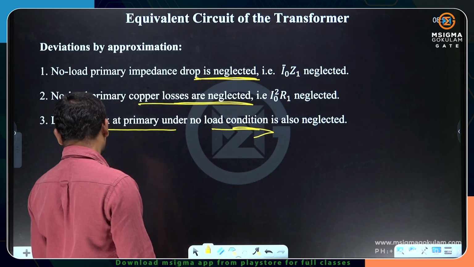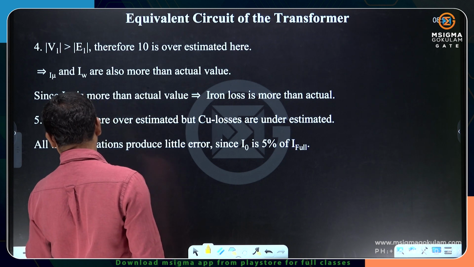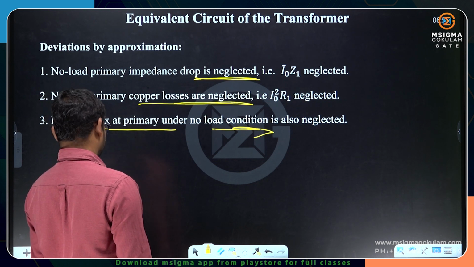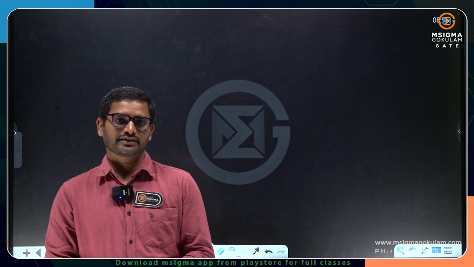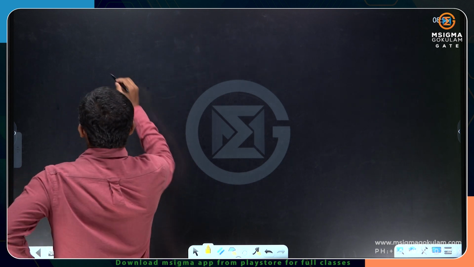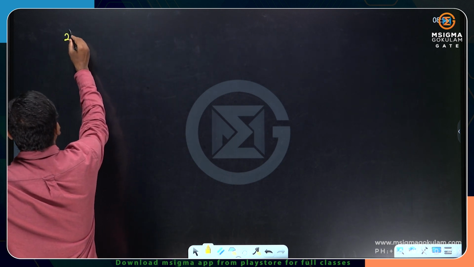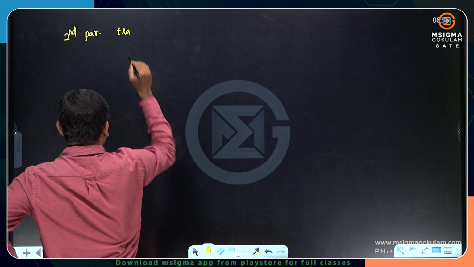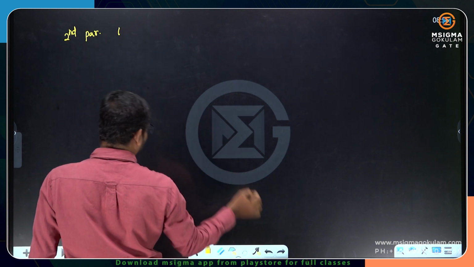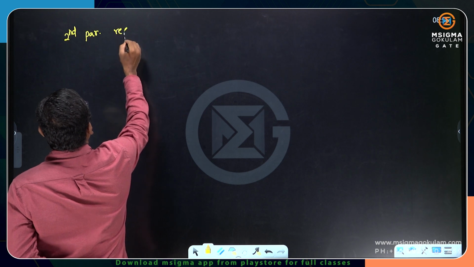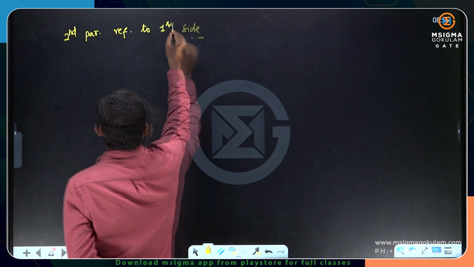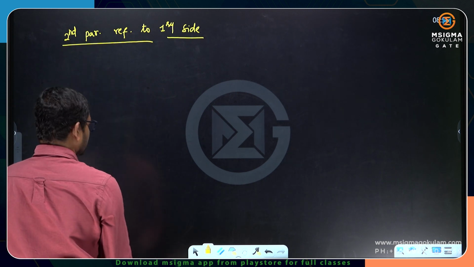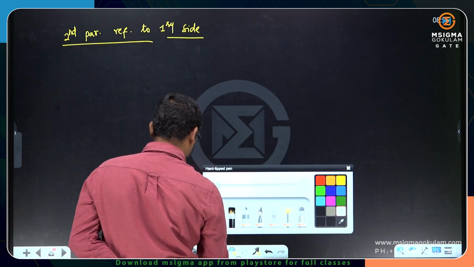So these very small things can be neglected and we move ahead. So what you need to do, we have to go for the transformation, that is, transfer the secondary parameters to the primary side, or primary side parameters to the secondary side. So let me show you how it is going to be transferred. So I am going for transferring here. Now secondary parameters are transferred, or you can also say referred, secondary parameters referred to primary side.